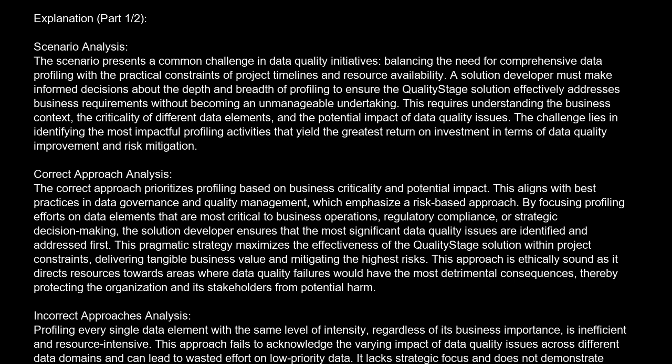This approach is ethically sound, as it directs resources towards areas where data quality failures would have the most detrimental consequences, thereby protecting the organization and its stakeholders from potential harm.